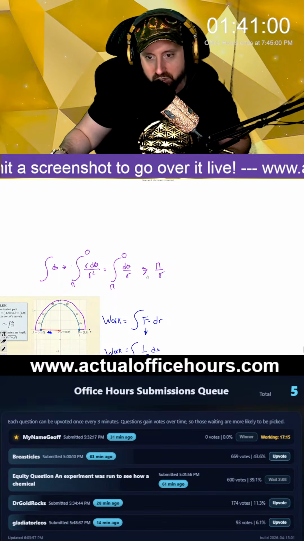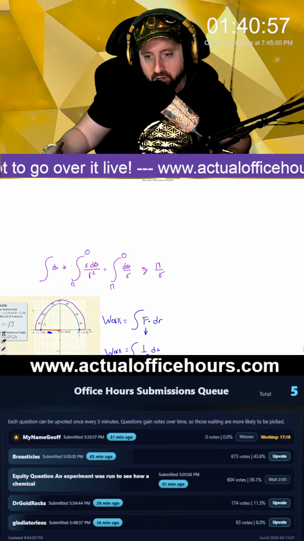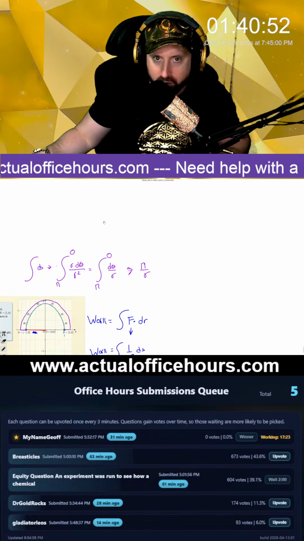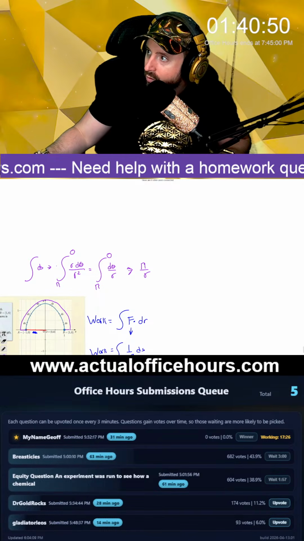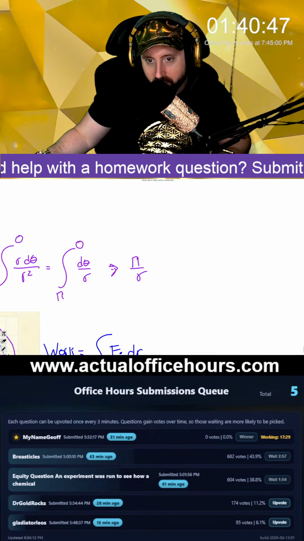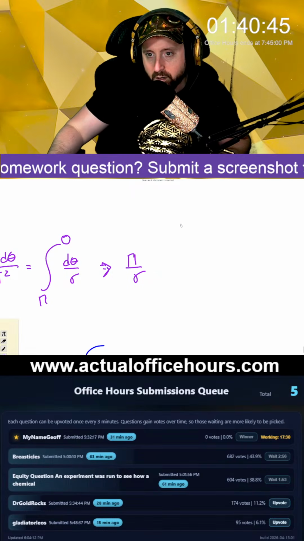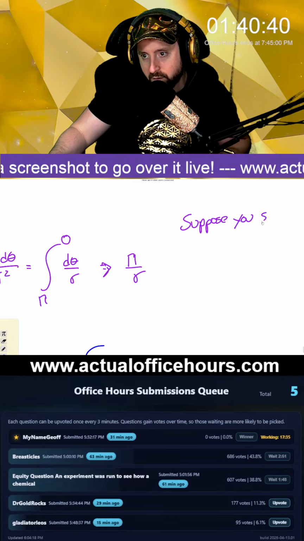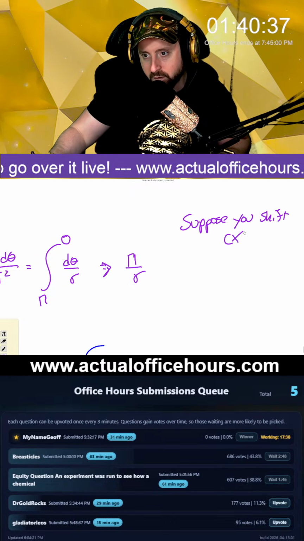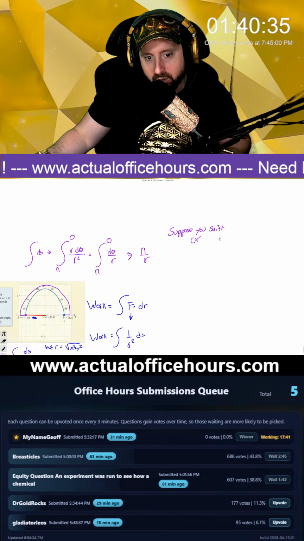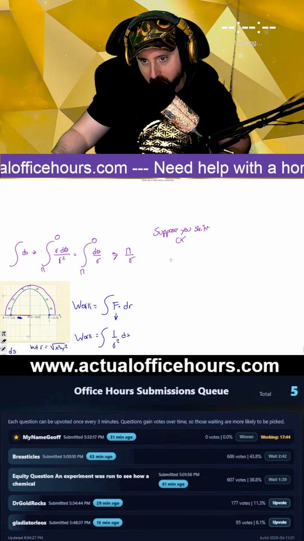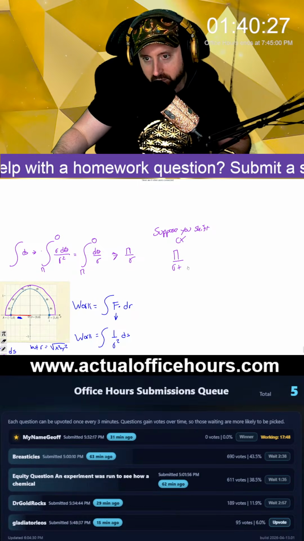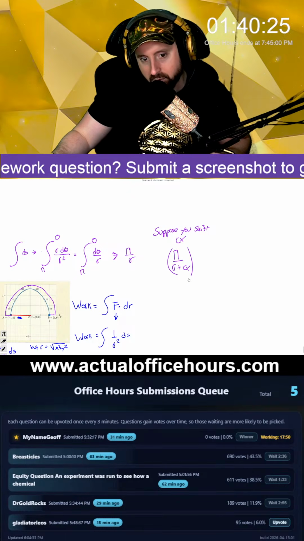But here's the question: let's say you go out a further amount alpha. How is the queue? Sorry, I didn't even check the queue. There are another 4 questions in here. Okay. But here, let's suppose you shift by alpha, left or right, before you do it. Then your cost would be pi over r plus alpha, right?